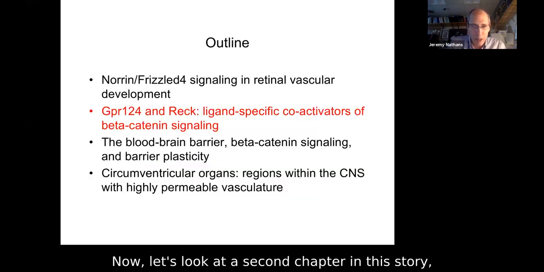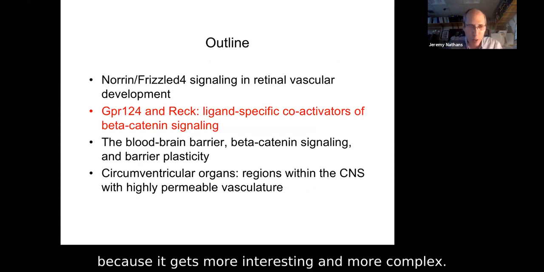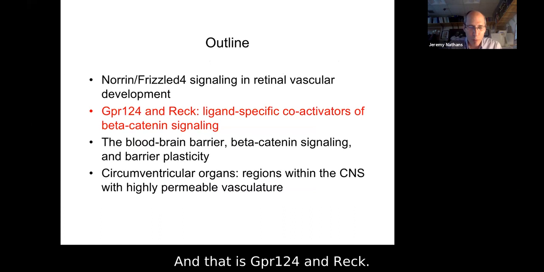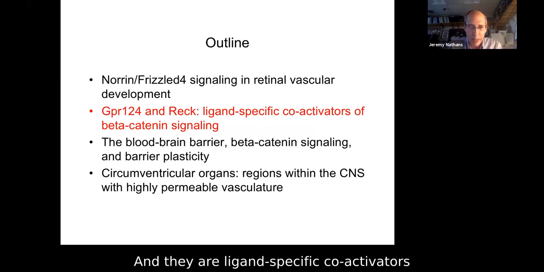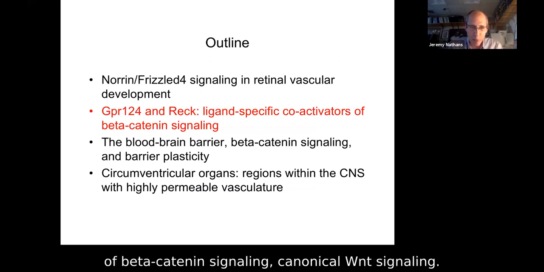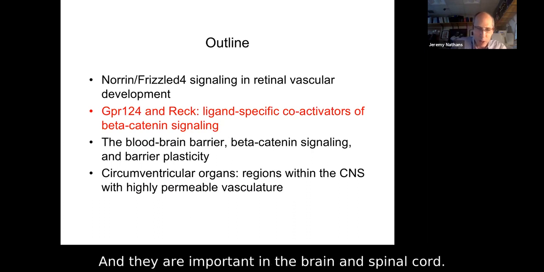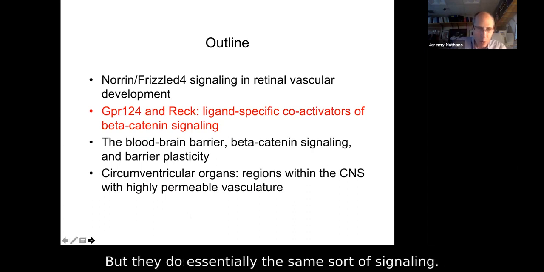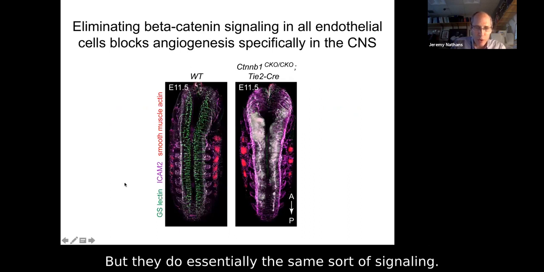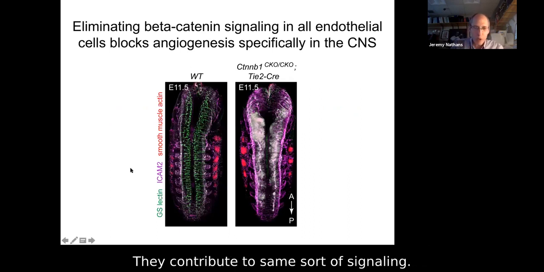Now, let's look at a second chapter in this story because it gets more interesting and more complex, and that is GPR124 and RECK. These are two additional players, two additional proteins, and they are ligand-specific co-activators of beta-catenin signaling, canonical Wnt signaling, and they are important in the brain and spinal cord, but they do essentially the same sort of signaling. They contribute to the same sort of signaling.